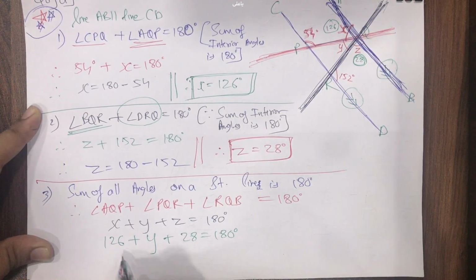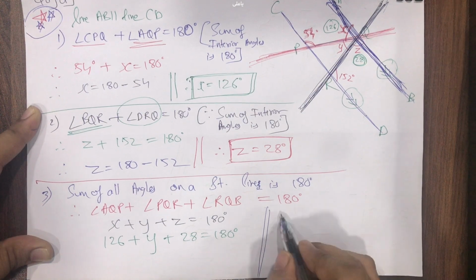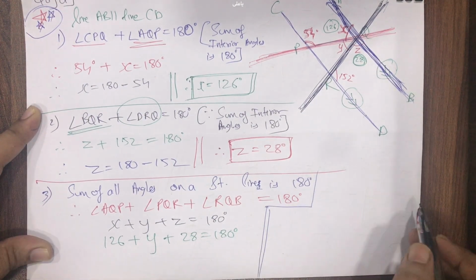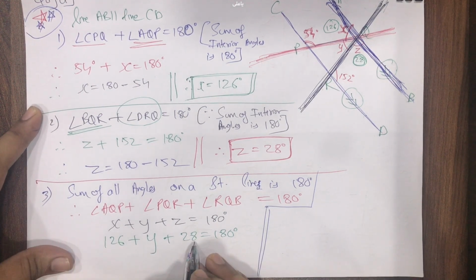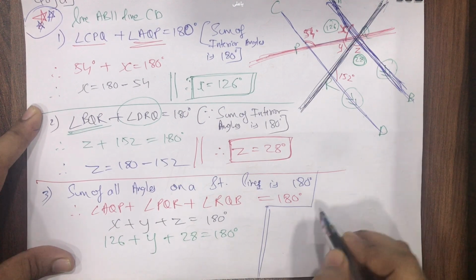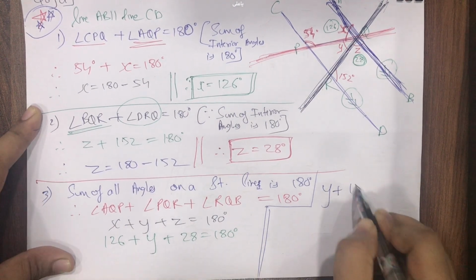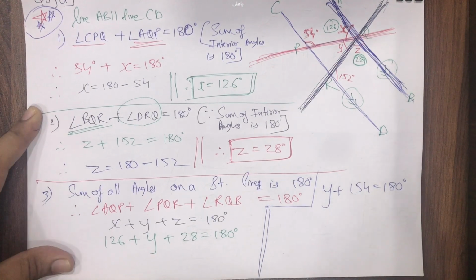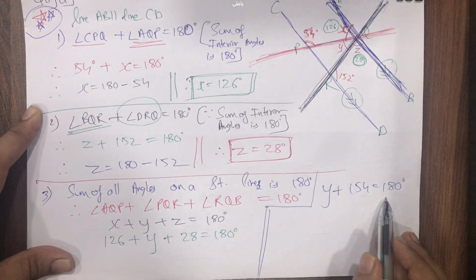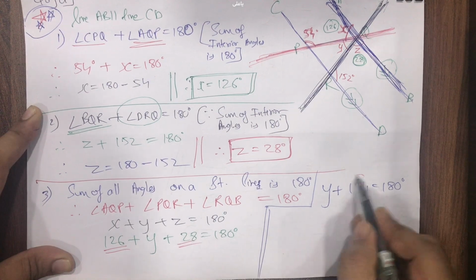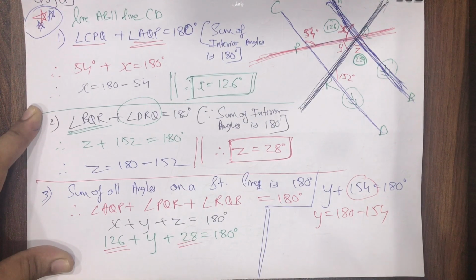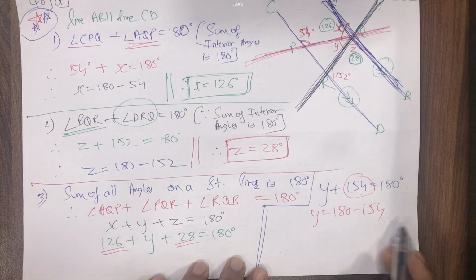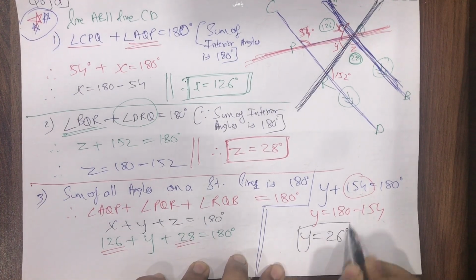Okay, so now I just have to add everything over here. So this 126 plus 28 comes to 154. Okay, so y plus 154 is equal to 180 degree. Okay, so y is 180 minus 154 degree. 180 minus 154 goes on right hand side, becomes minus 154. 180 minus 154 is 26 degree. So y is equal to 26 degree.